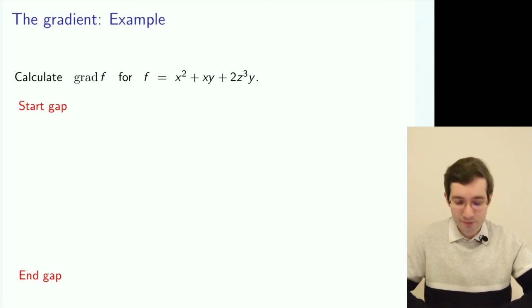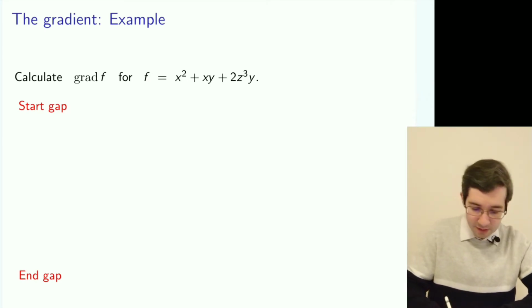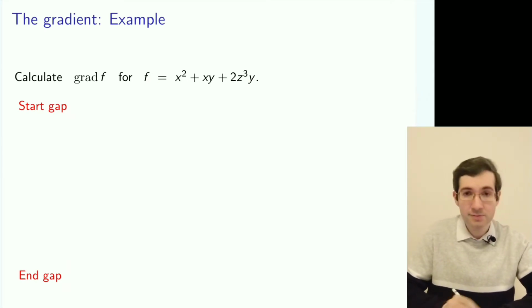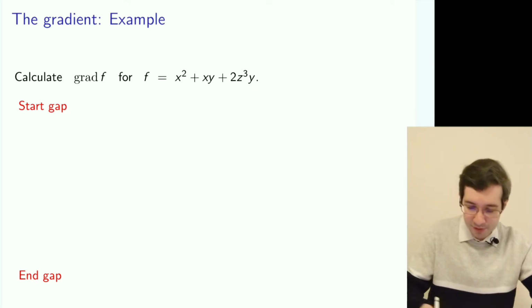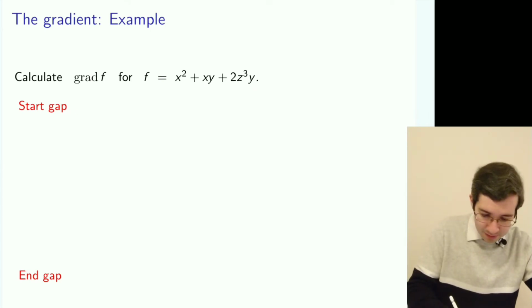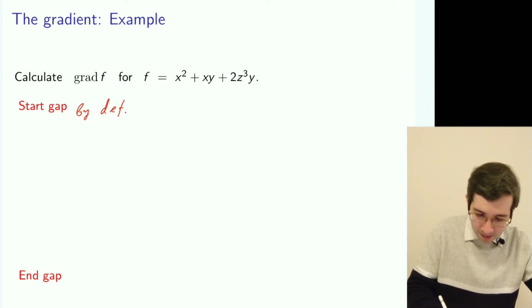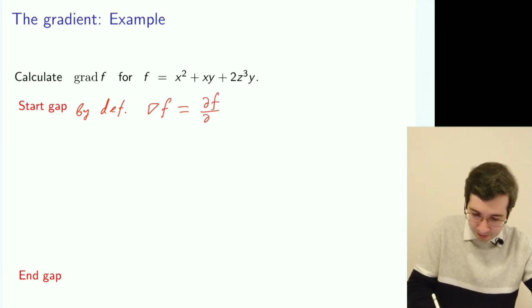Let's look at the example. Let's calculate the gradient of a given scalar field. We'll use the definition. So by definition, the gradient of f is a set of partial derivatives and associated unit directions.